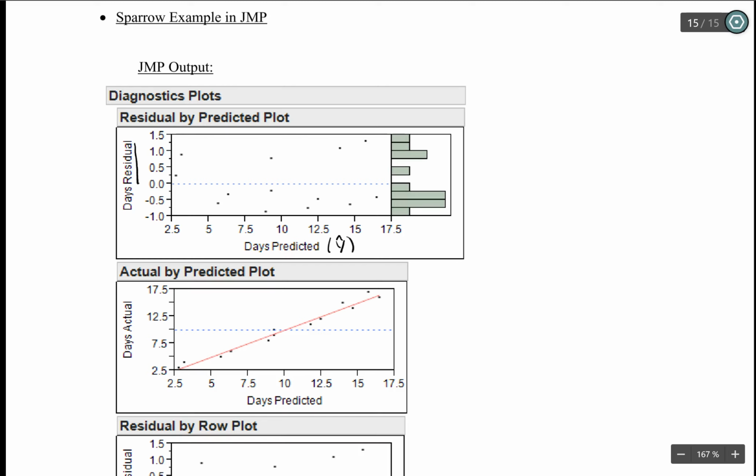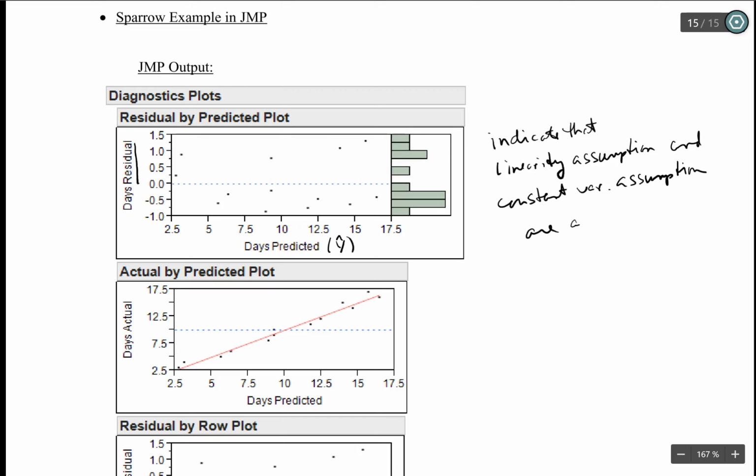And so this plot, if we're using residual versus the predicted value, would indicate that linearity is appropriate, or, let me back up, it would indicate that the linearity assumption and the constant variance assumption are appropriate. Okay, because we have this random scatter.